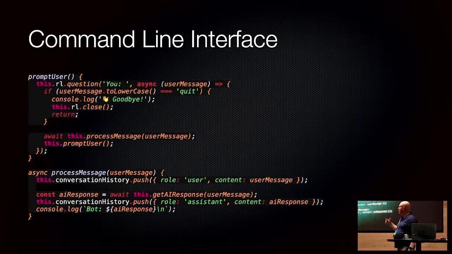And then this is the part where it actually captures what the user types in, and then it gets a response from the LLM. So it does check it for the quit message, and then it'll exit. Otherwise, it processes the message, and then it prompts the user again. And so it's a recursive loop. And processing the message, it pushes the message onto the history, and then it gets the AI response, which is on the last slide. And then it puts the response onto the history, and then it logs it back out to the user.